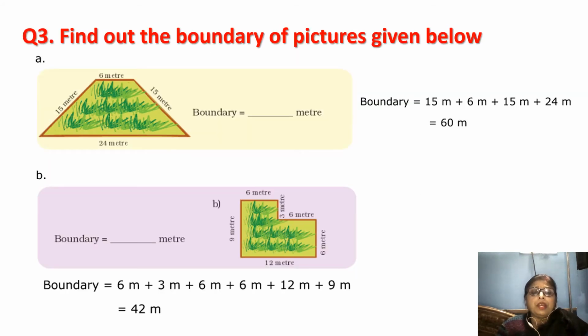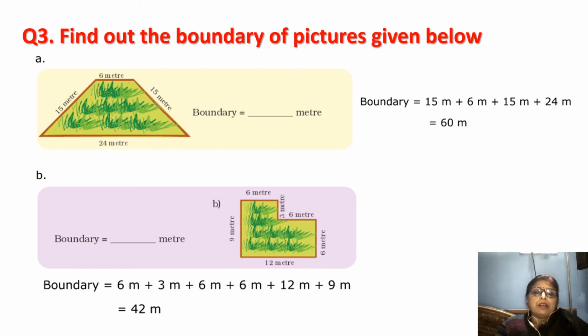Question 3a. Here the boundary of the picture is given below and you have to write the total length of the boundary. First you add the whole measurement, that is 15 meter, 6 meter, 15 meter and 24 meter. Your answer is 60 meter.